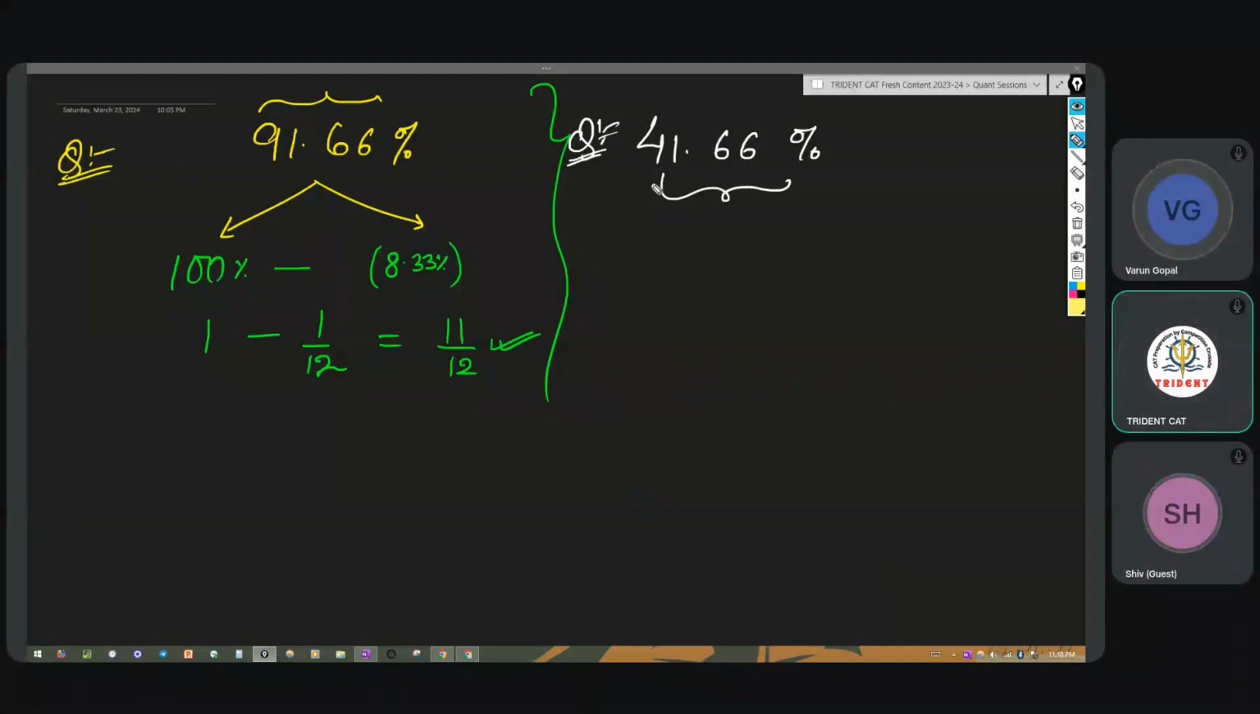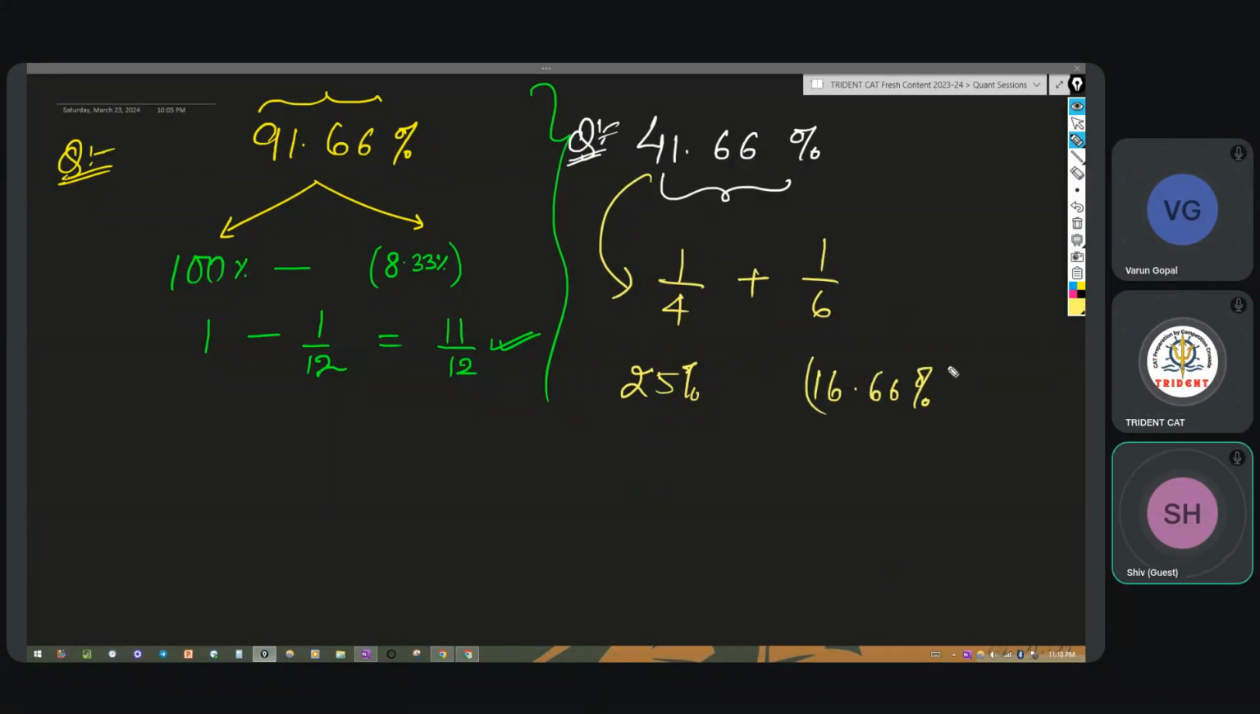But can I also look at this or think of it like this? 1 by 4, which is 25%, mind you, and 1 by 6. Do I know the percentage equivalent of 1 by 6, which is 16.6666%? Another answer: it's 40 plus 1.6, which is 41.6, and this 1.6 means 1 by 60.